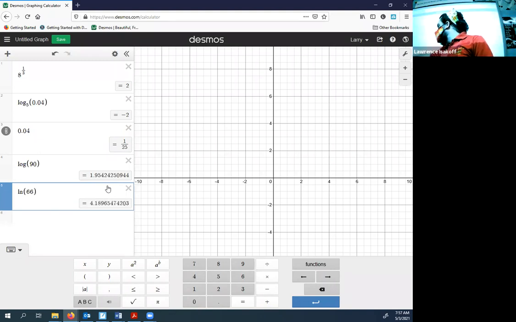Oh, it's a little bit off. It is 4.18. So again, that's why I want you putting these in the calculator, just to help give you some sense of magnitude to these numbers, because I know that's probably not there just yet.